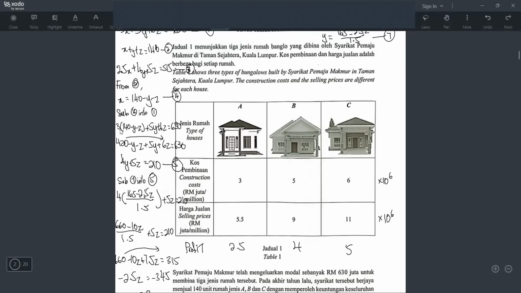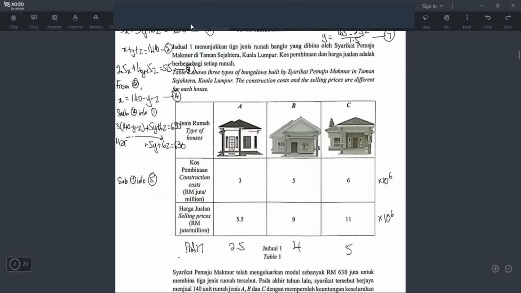This one, when you times 3, you should get what? 3 times 140 is 420. 3 times y, this one should be negative 3y, right? So yeah, I actually made a mistake here. Okay, so let me just betulkan myself. Careless mistake. Sorry. Now I have to do everything again.